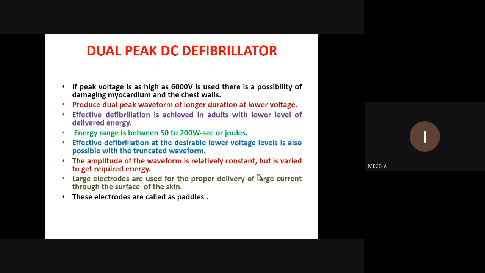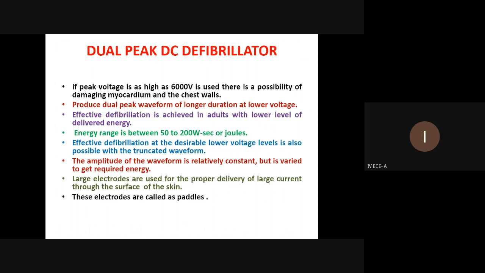Okay, so dual peak DC defibrillator. The other type is the dual peak DC defibrillator. If a peak voltage as high as 6000 volts is used, there is a possibility of damaging the myocardium and the chest walls. It produces a dual peak waveform of longer duration at lower voltage. Effective defibrillation is achieved in adults with a low level of delivered energy. The energy range is between 50 to 200 watt-seconds or joules. The amplitude of the waveform is relatively constant but is varied to get the required energy.